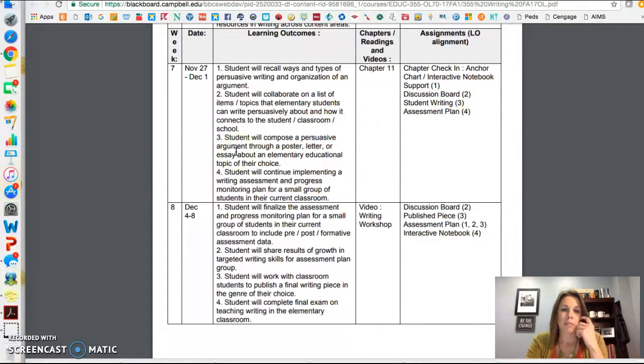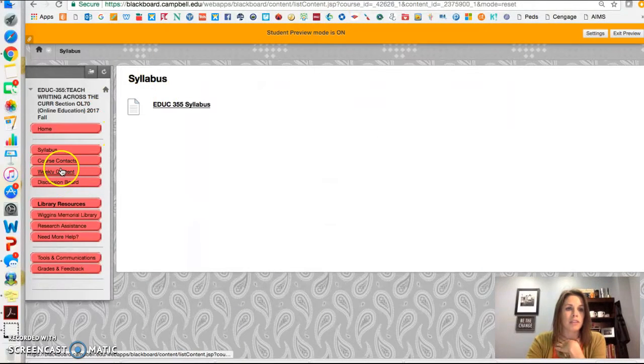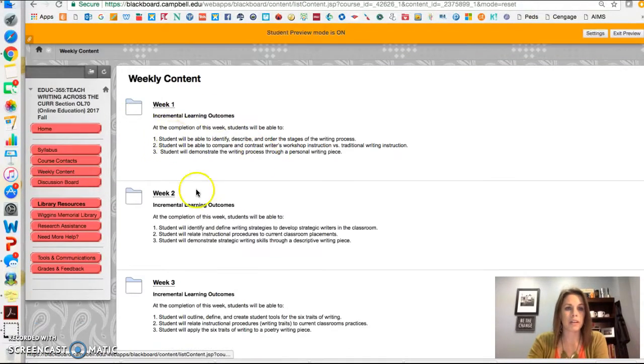We'll also compose a persuasive argument through either a poster or a letter or an essay about some educational topic of your choice. That will be your student writing piece. And then again, you're continuing to implement your writing assessment and progress monitoring plan for your small group of students in your classroom. And that connects to your assessment plan that you have been doing for the last couple of weeks. So let's go back into our weekly content, and we'll take a look at everything that we have built into week 7.